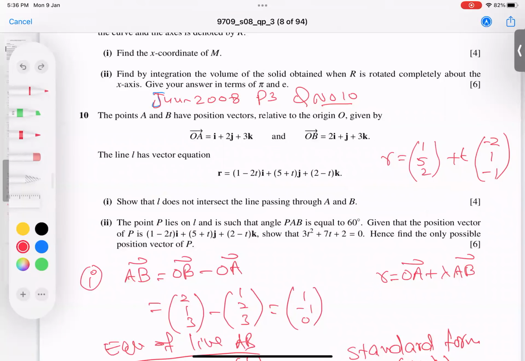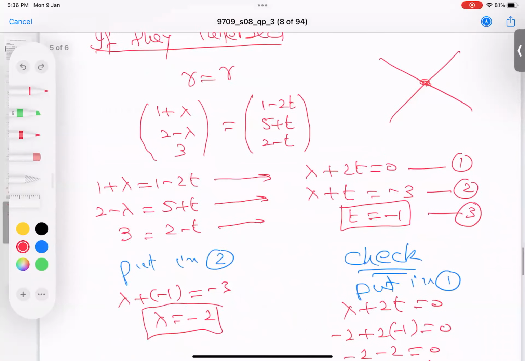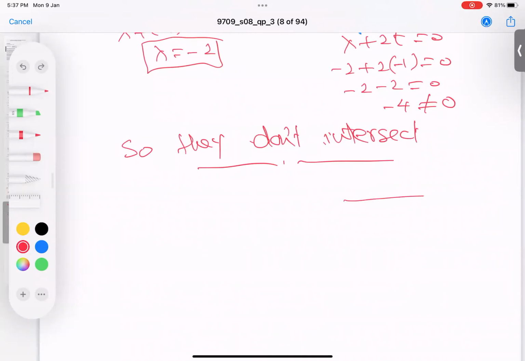4 marks. Next, 6 mark. The 6 mark question is, he said P lies on line L such that angle PAB is 60. I repeat, you just proved that they are not intersecting. If they're not intersecting, then 100% confirmed they are parallel. So they are parallel like this.